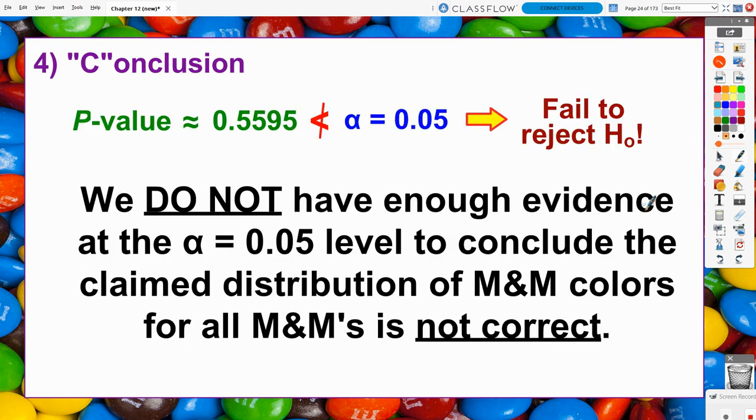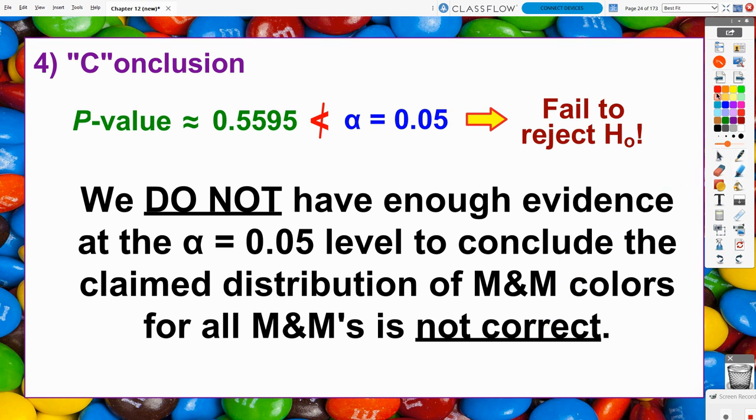All right, so now in the end, we finally get to the conclusion. The p-value is 0.5595, which is clearly nowhere near being less than an alpha level of 5%. So therefore, we are going to fail to reject the null hypothesis. Since we failed to reject, we get to say that we do not have enough evidence at an alpha of 5% to conclude that the claimed distribution of M&M colors for all M&Ms is not correct.